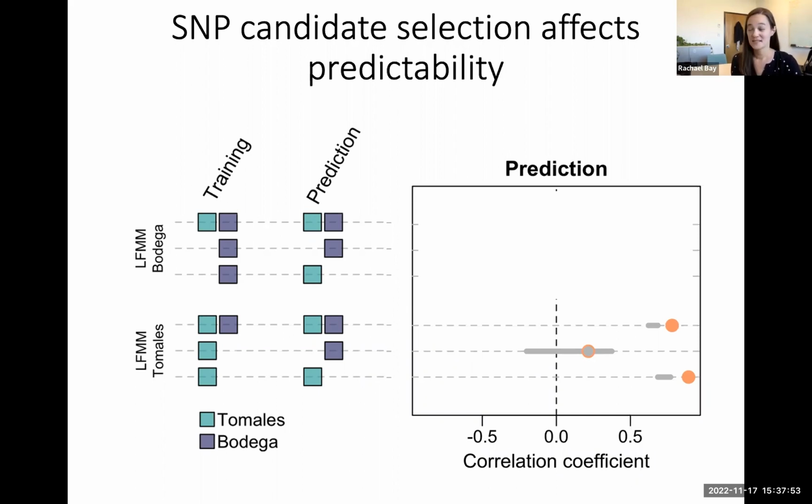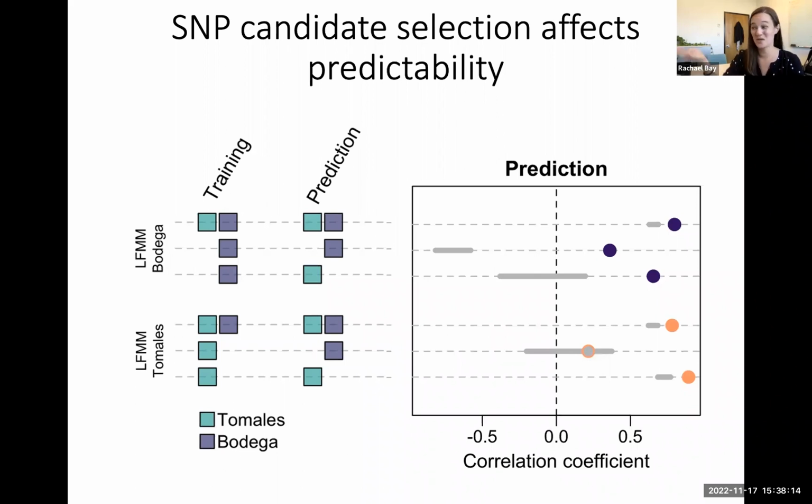However, if we take SNPs that we discovered in Bodega, we see a pretty different pattern. We see that SNPs discovered in Bodega are able to predict temperature regardless of where we're using them. So this is not like what we expected. We didn't expect to be able to take those SNPs discovered in Bodega and predict Tamalis temperature, but we actually do a pretty good job of predicting Tamalis temperature with those Bodega SNPs.